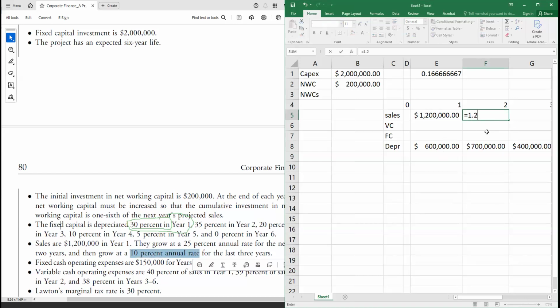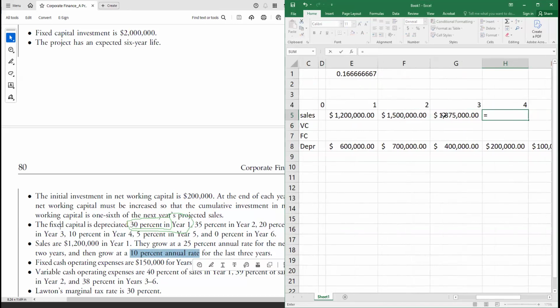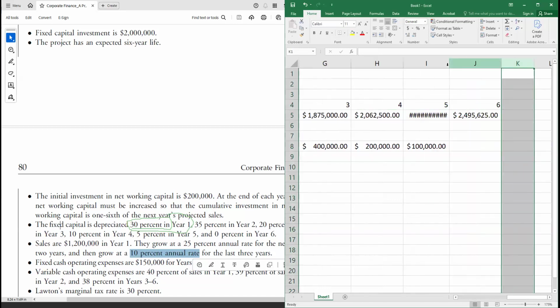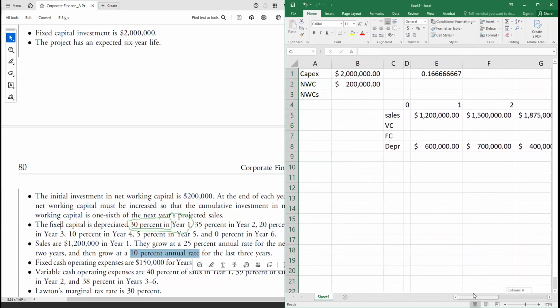So 1.25 multiplied by this. And next year is this. Okay. And the fourth and the fifth year, it's going to grow by 10%. This multiplied by 1.1. Okay, here we go. Okay, that's the sales. Like first 2 years.